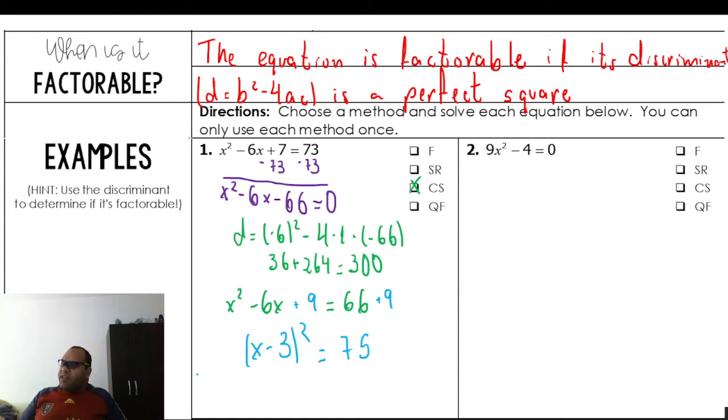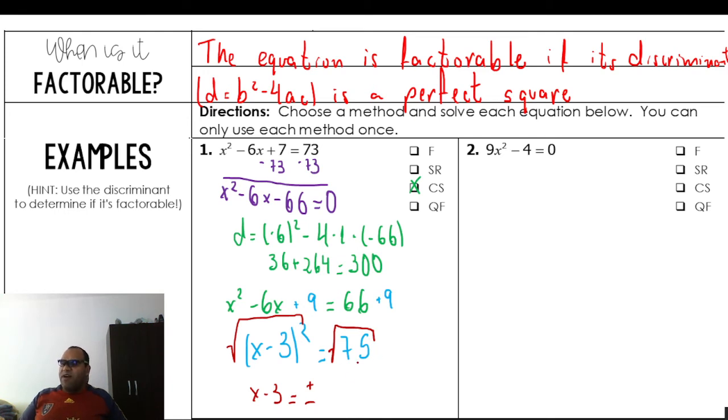Taking the square root on both sides, square root here, square root here, it is x minus 3. X minus 3 equals plus and minus. Why plus and minus, mister? Because I have two solutions, yes?